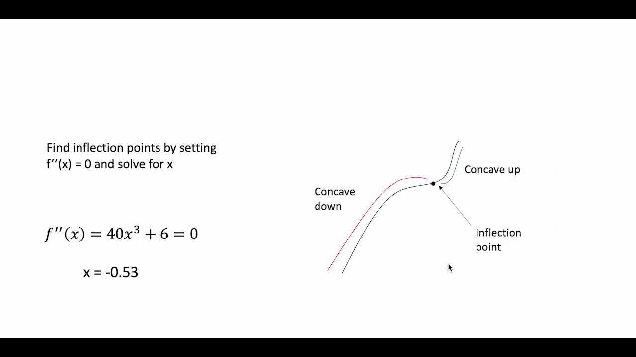Now, the other information that can be gained by the second derivative are inflection points, and these describe when the function changes from being concave down to concave up, or vice versa, from being concave up to being concave down. And we solve for them by setting the second derivative equal to 0 and then solving for x. If we stick with the example that we had on the previous slide, we know that the second derivative is 40x cubed plus 6. If we set that equal to 0 and solve, we get x is approximately equal to negative 0.53.